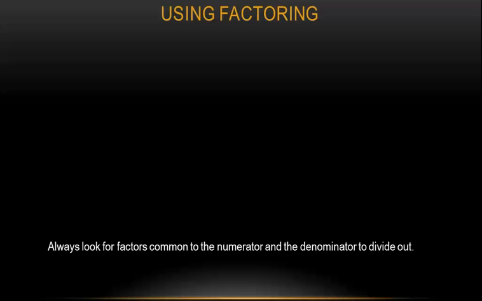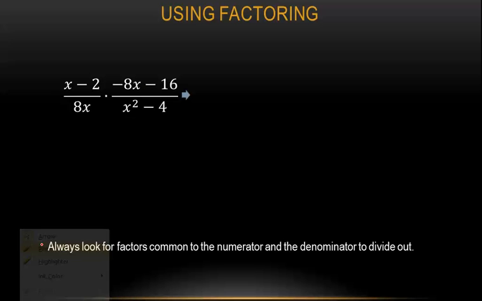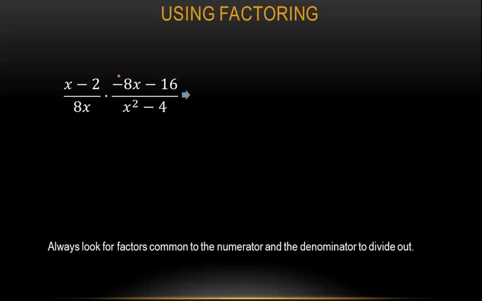Okay, in this next example, I'm going to show you how to multiply rational expressions by using factoring as one of the steps. So here we have two rational expressions being multiplied, and in the second expression, I have a polynomial that is able to be factored out by using the GCF. So here we're going to use the GCF, and this one is a difference of squares.